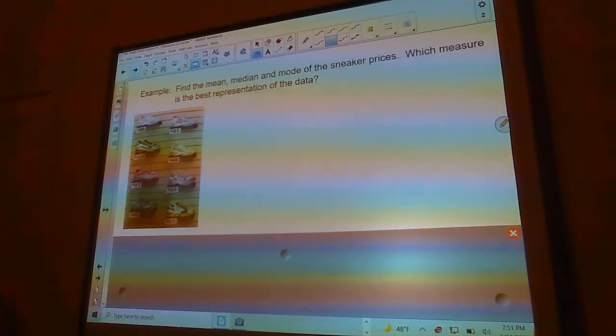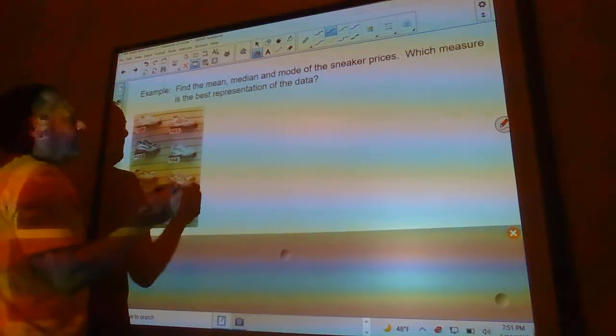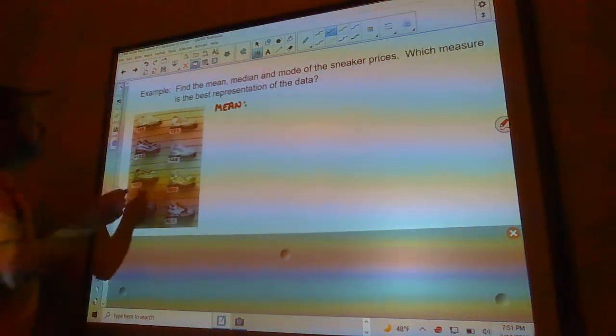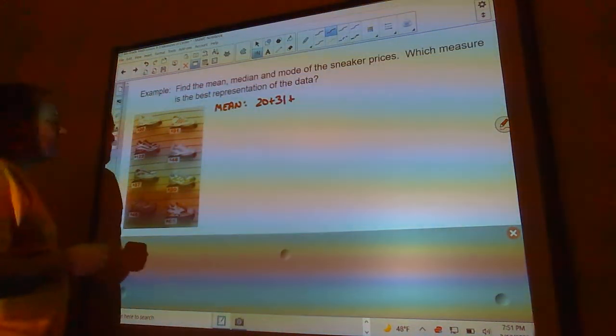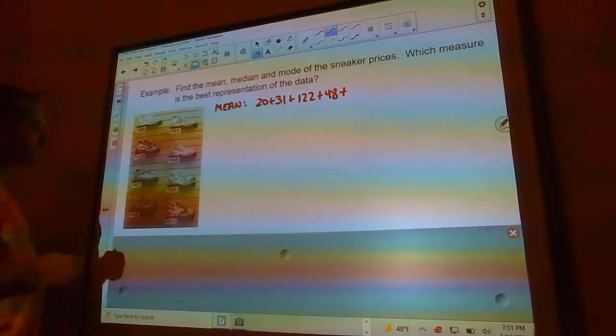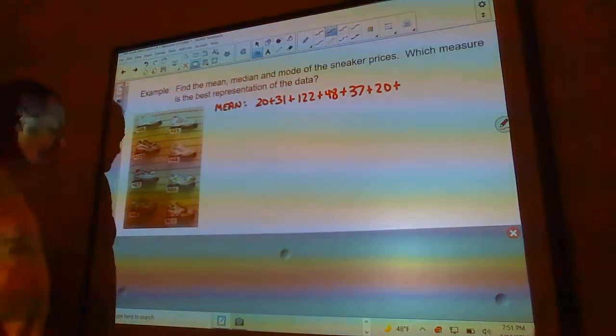Okay, find the mean, median, and mode of the sneaker prices. Which measure is the best representation of the data? So I'm going to go ahead and let you pause the video and do this, and then jump back on and see how you did. Okay, so let's start with the mean. Okay, so it'd be 20 plus 31, plus 122 plus 48, plus 37 plus 20, plus 45 plus 65.